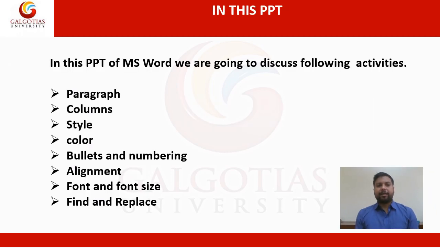Here are some titles, or you can say bullet points, on which we are going to discuss. They are paragraph, columns, styles, colors, bullets and numbering, alignments, font and font size, and find and replace. These are some basic tabs which we use in MS Word, and these tabs make your document more presentable. So let's start with our first topic, paragraph.